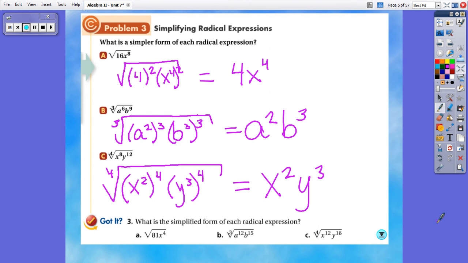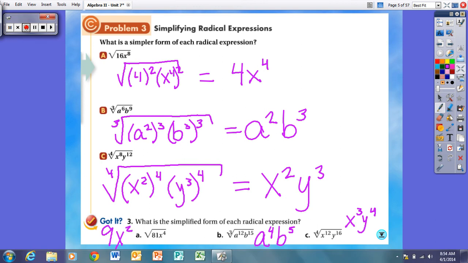So now I want you to pause the video again and try a, b, and c here at the bottom. And there are your answers when you're ready. 9x squared, a to the fourth, b to the fifth, x cubed, y to the fourth.